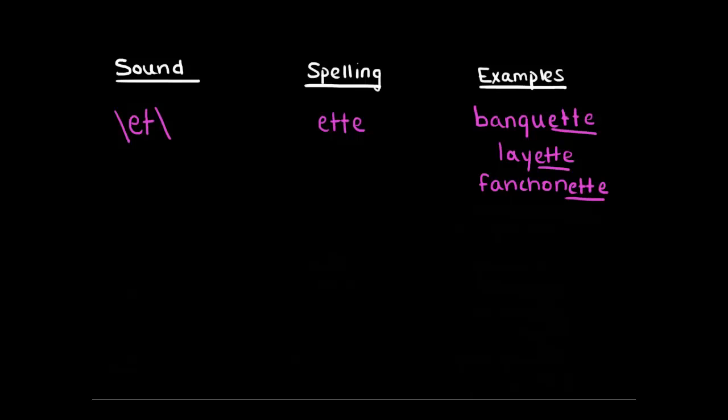And the other diminutive I had was L. Let me write this down. This is E-L. This is the sound L, and it's spelled E-L-L-E. Similarly, it means the same thing, make something smaller or cuter, like I said. Examples: mademoiselle, sort of like the smaller version of a madame. It's a young girl, mademoiselle.